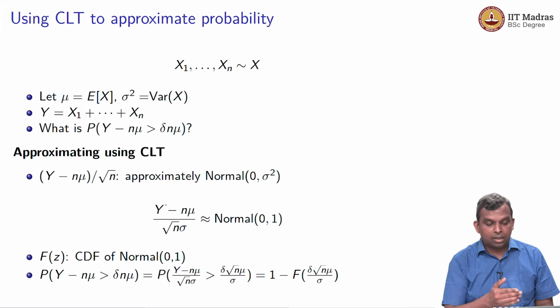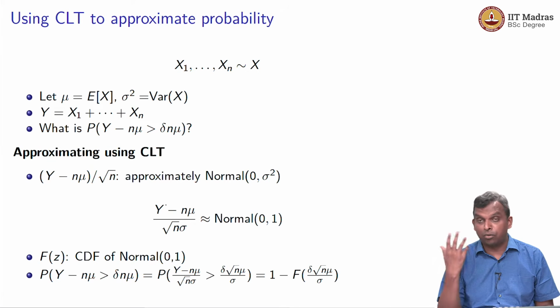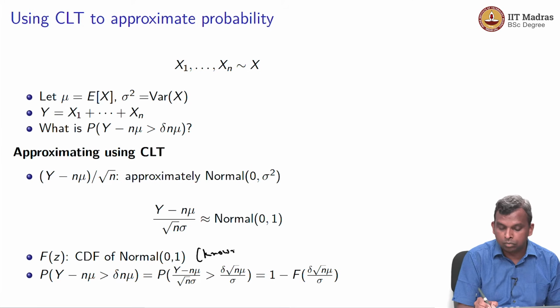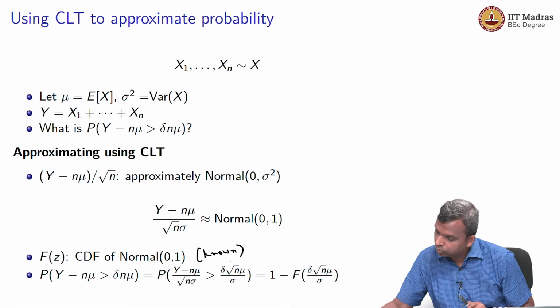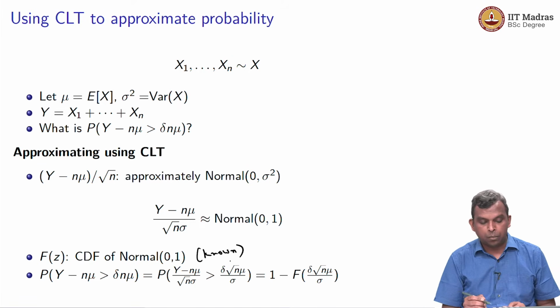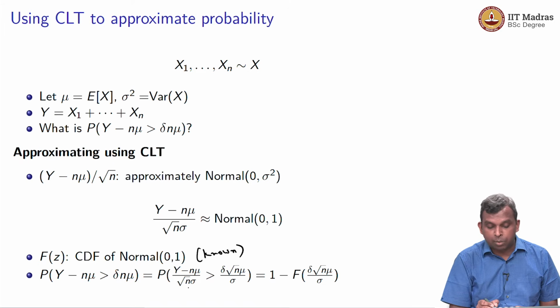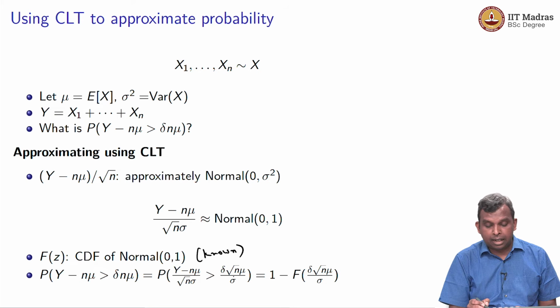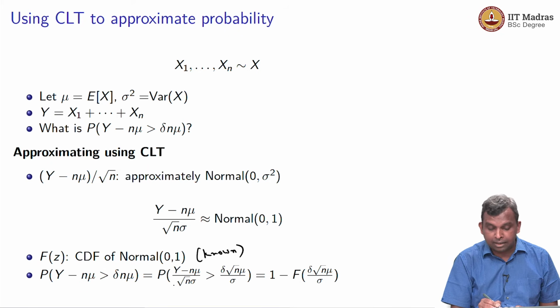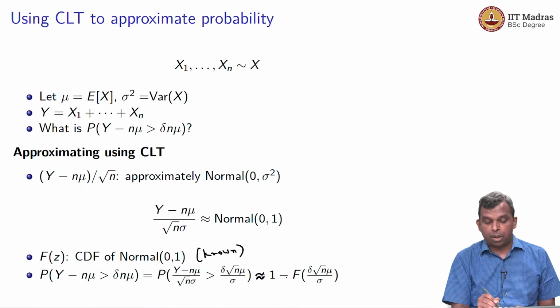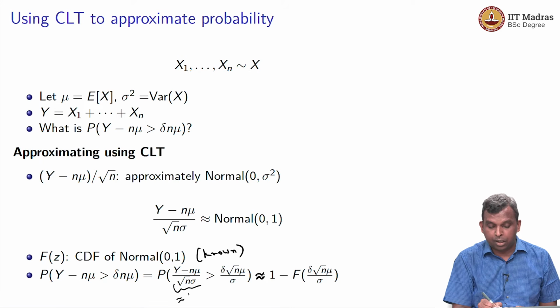Okay, so the CDF of the normal 0 1 we will assume to be some F of z. This F of z is known to us. So the probability of y minus n mu greater than delta n mu, I'm going to divide both sides by root n sigma. So I'll get y minus n mu divided by root n sigma is greater than delta root n mu by sigma. Now this I will say is approximately normal, and here I should put an approximation. I'm sorry, I put equal to. This should be an approximation. This is approximately normal 0 1.